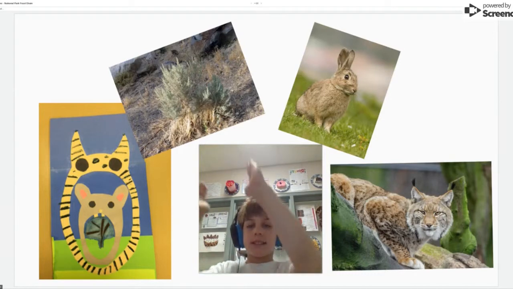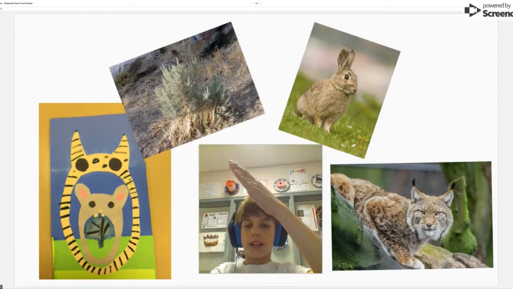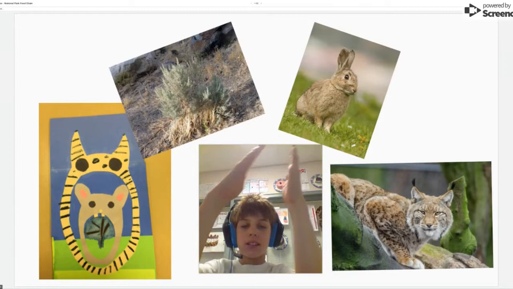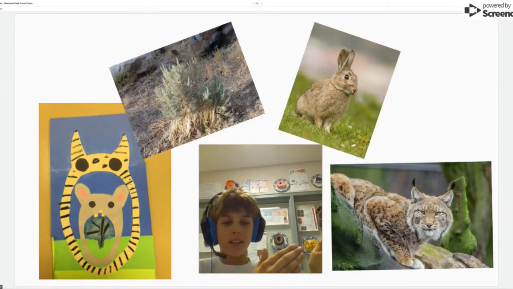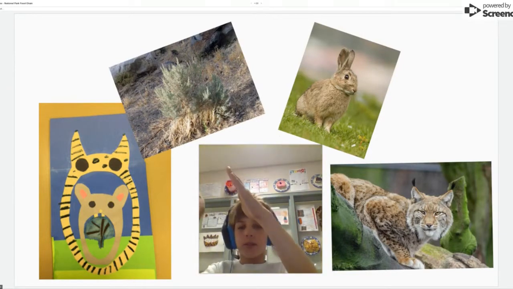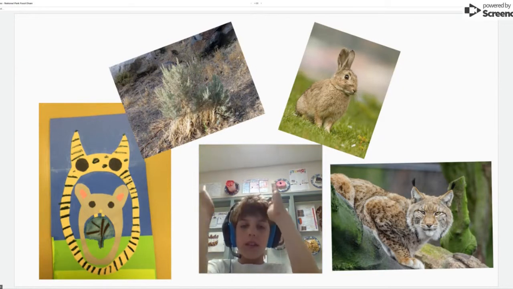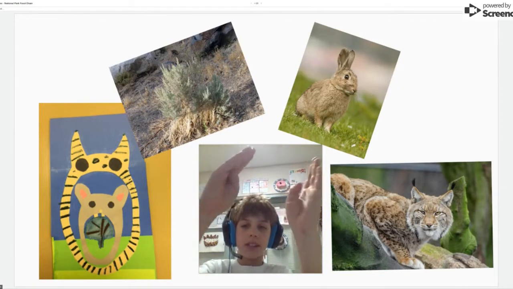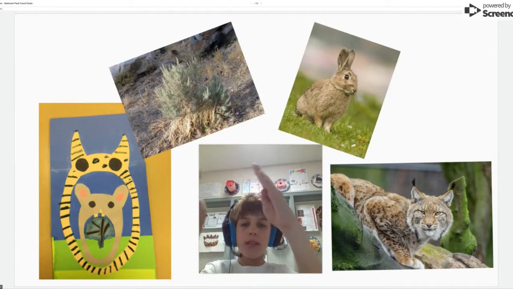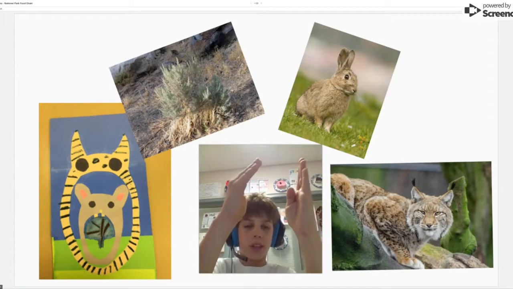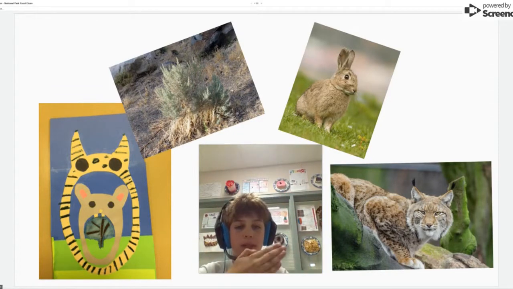So this is my art. I did sagebrush that got eaten by a rabbit, that got eaten by a bobcat. So the sagebrush goes in Devil's Tower, then the cottontail rabbit will eat the sagebrush, then the cottontail rabbit will get eaten by this bobcat. And then this is my art. So this is my project.